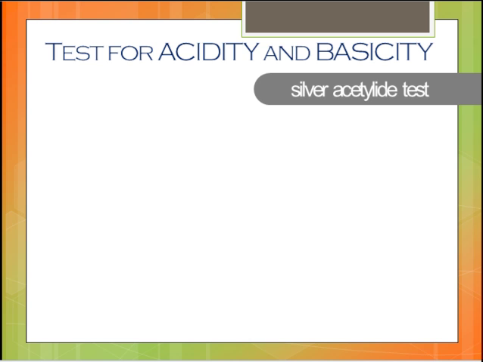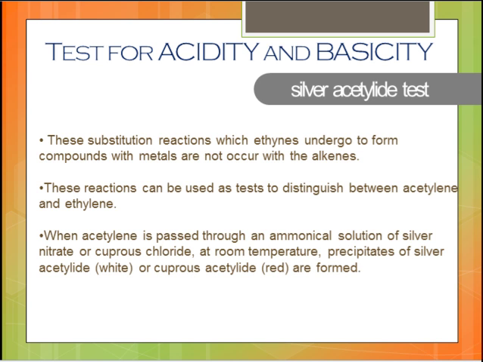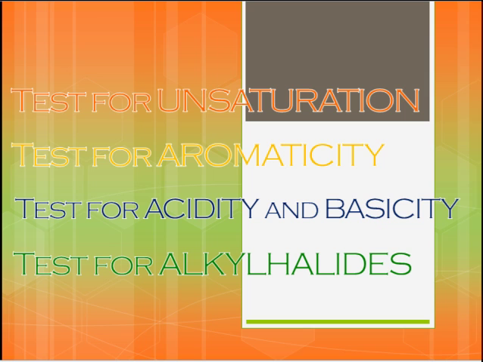Here we have a summary for the silver acetylide test. Substitution reactions like these are present only in alkynes. It does not exist in alkenes. This property enables one to differentiate acetylene and ethylene. When acetylene is passed through Tollens reagent or cuprous chloride, formation of silver acetylide or cuprous acetylide occurs respectively. Now we are done with acidity and basicity. Lastly, we test for alkyl halides.